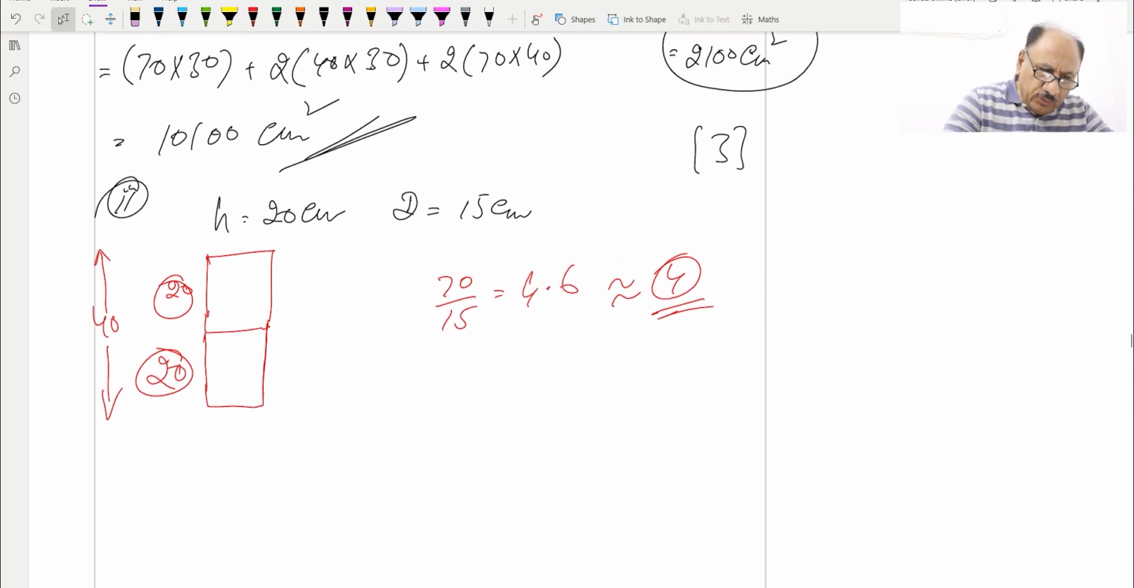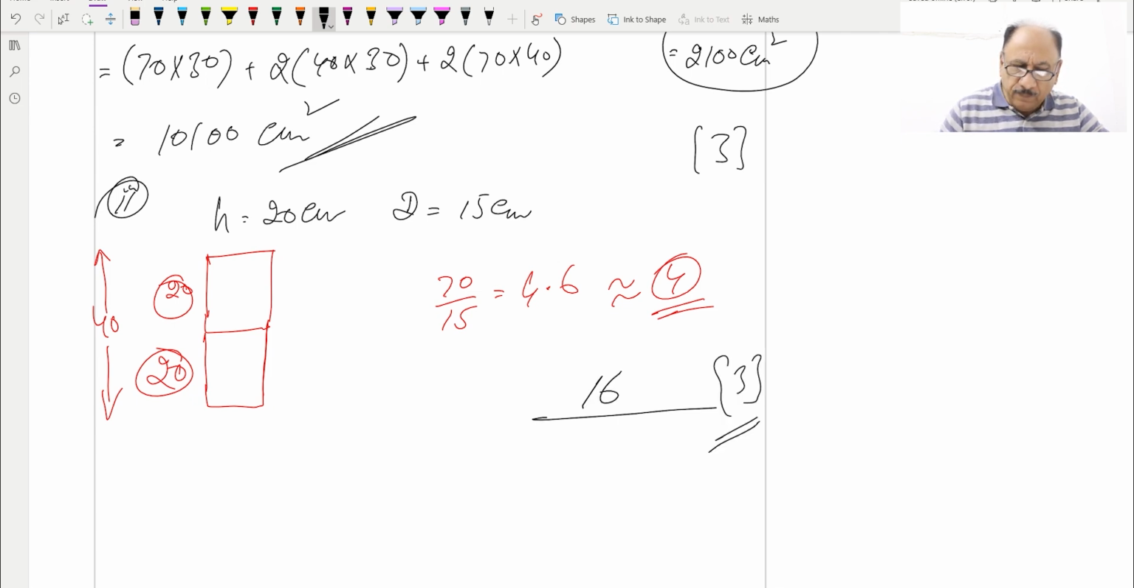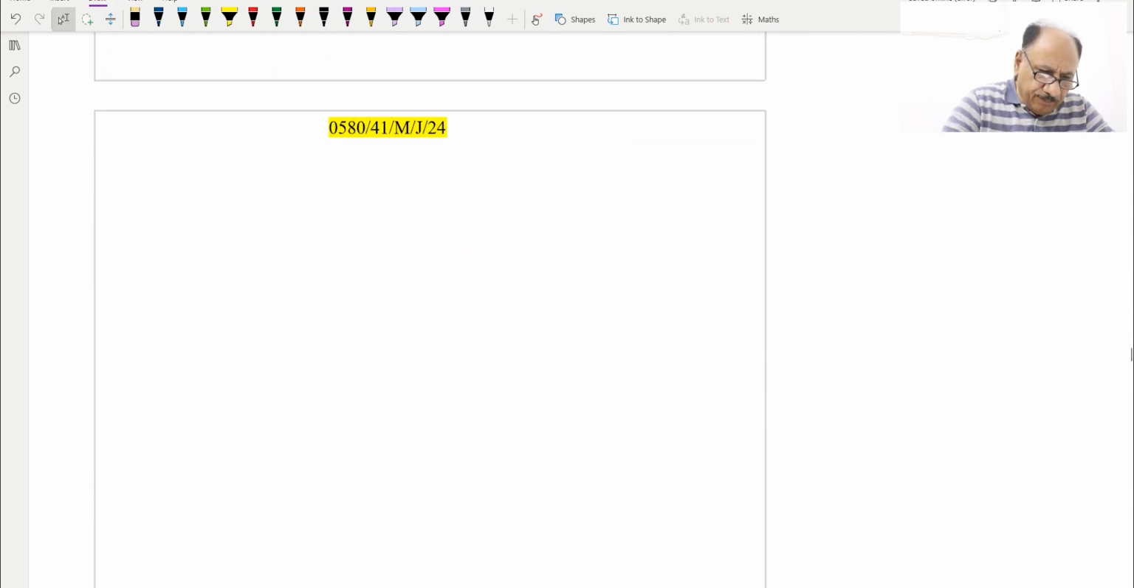Hopefully you understood this. This 16 will be our answer, and this is also a 3 marks part which we have done. Hopefully you understood this. Now for the next part, which is B part, we'll solve B part over here.